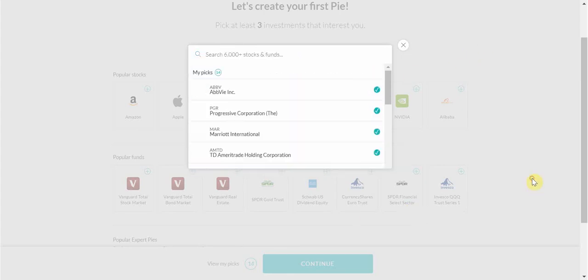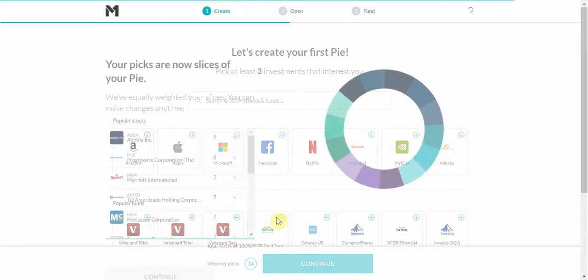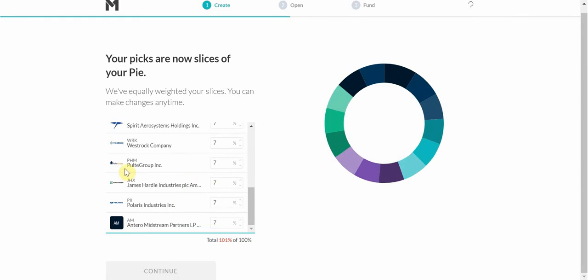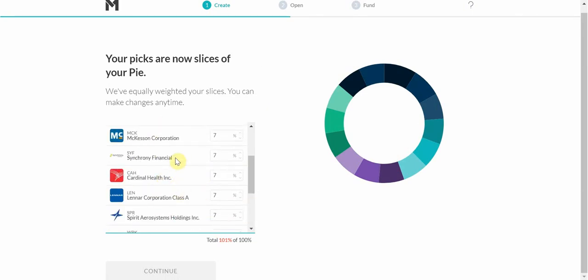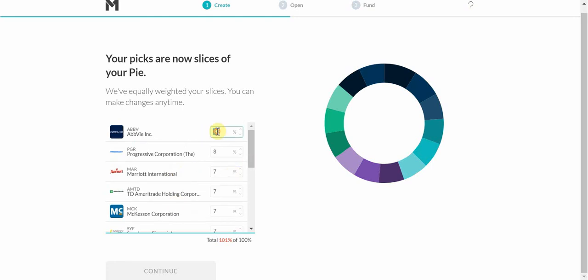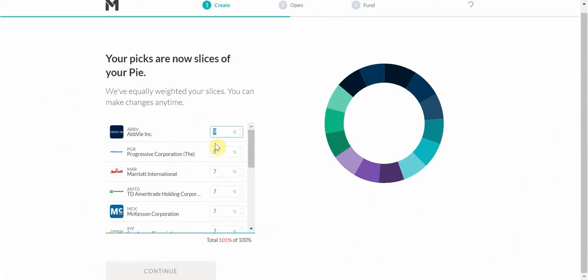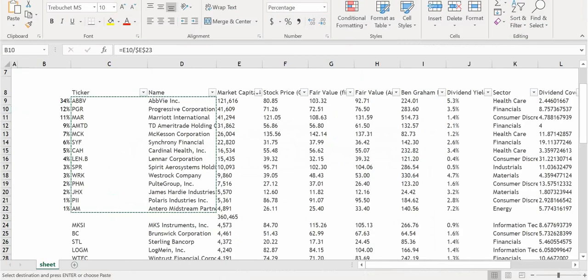Nice to see an MOP in there. That'll give us some extra yield. So look, now we have 14 different stocks in a number of different industries: aerospace, Polaris, midstream, some healthcare, financials, pharmaceuticals. So as you recall, we had our market cap weighting, which is just essentially the market cap divided by the total market cap of the included stocks. We will be heavily allocated to Progressive and Marriott.